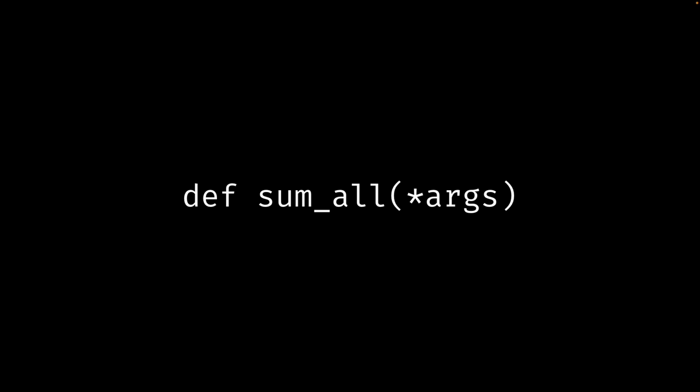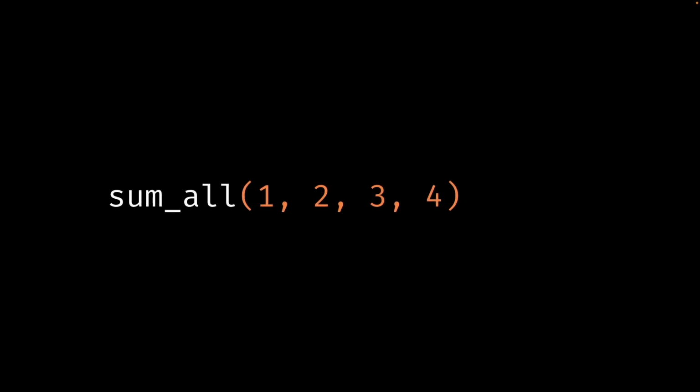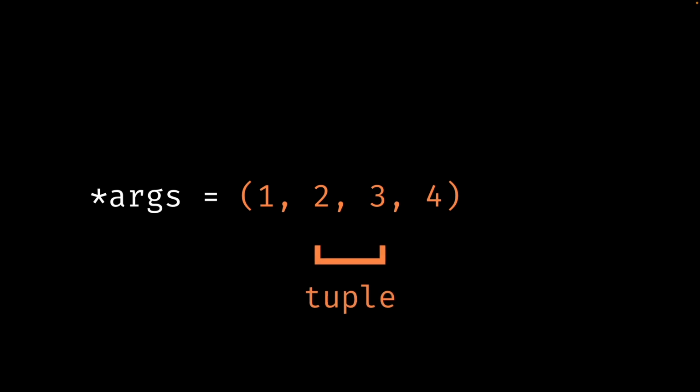Imagine we have a function called sumAll, which takes in args as a parameter. We can call sumAll with any number of arguments. In this example, we call it with 1, 2, 3, and 4. These arguments can then be referenced in the sumAll function from the args parameter as a tuple.